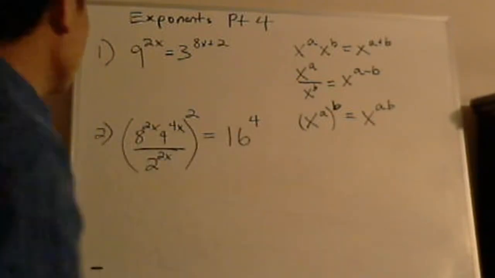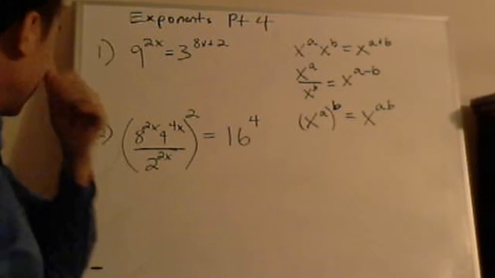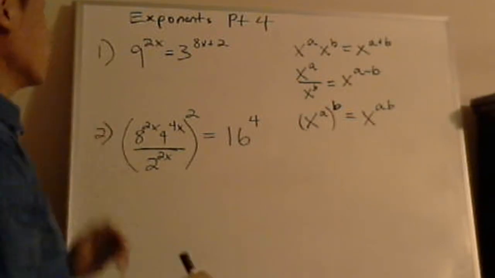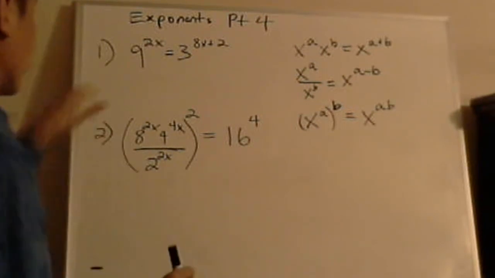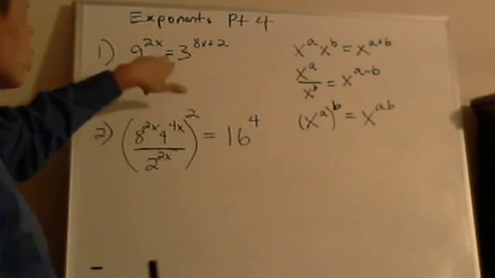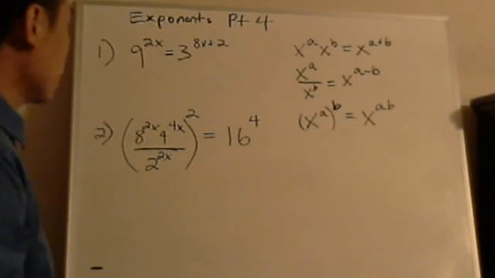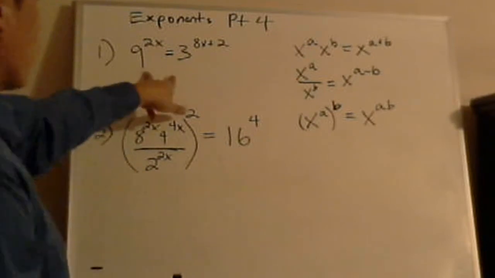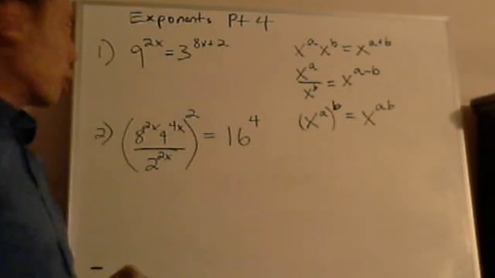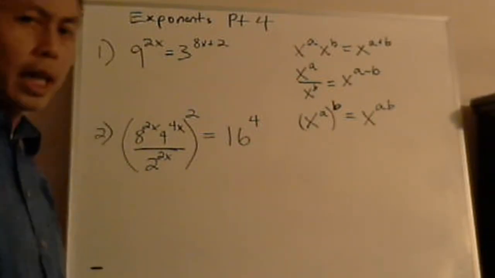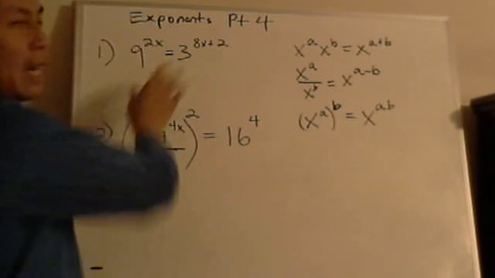Usually we have the same base and we cannot apply these rules unless the bases are the same. Okay, so let's start with number 1. Not a very hard example, and we're going to start off with something not too difficult. So we have 9 to the 2x power equals 3 to the 8x plus 2 power. Now as you see, the bases are different. So your goal is to try to make the bases the same.